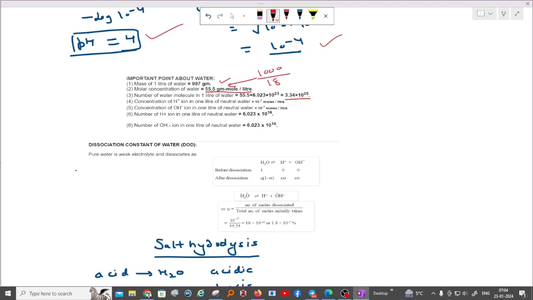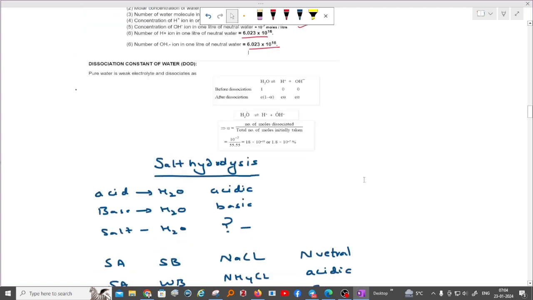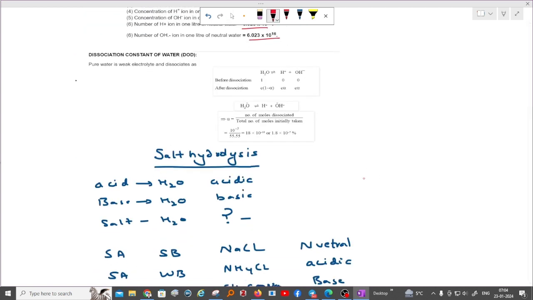Now the concentration of H plus ion in 1 liter of water will be equal to 10 power minus 7 mole per liter, and the concentration of hydroxyl ion in 1 liter of neutral water will also be 10 power minus 7 mole per liter, at 25 degrees Celsius. Now the number of H plus ions in 1 liter of water: obviously you have to multiply by the Avogadro number, 6.023 into 10 power 23, and it will come to 6.023 into 10 power 16. The number of hydroxyl ions will be the same as the number of hydrogen ions, so it will equal 6.023 into 10 power 16.